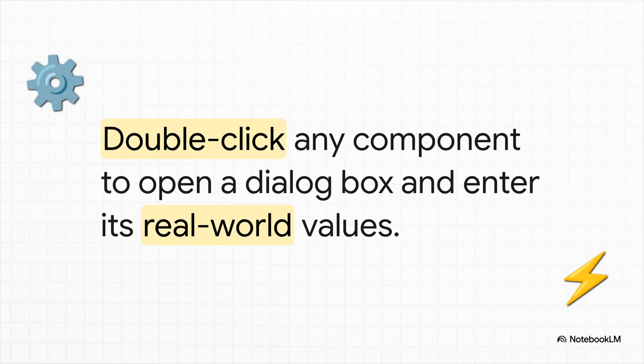We need to give it real-world values. All you do is double-click on a component and its properties pop up. So for this, let's say 10 volts for the source and maybe 100 microfarads for the capacitor. This is the moment our digital sketch starts to become a real physical thing.